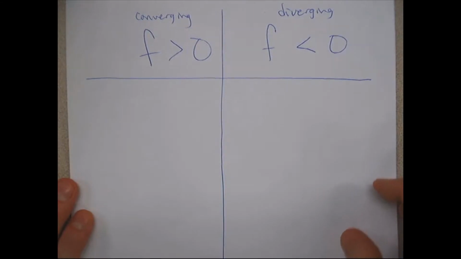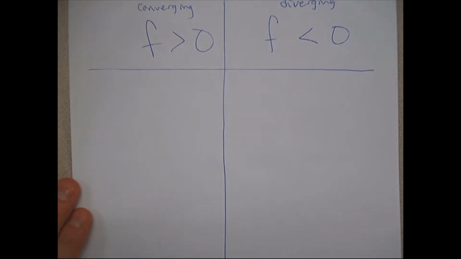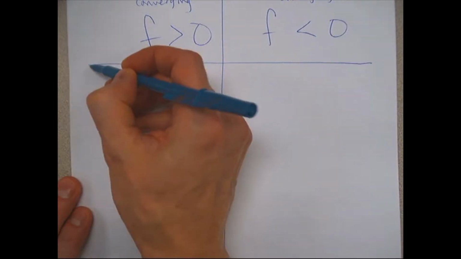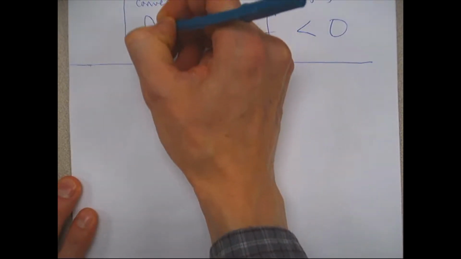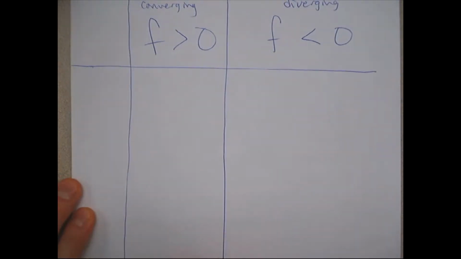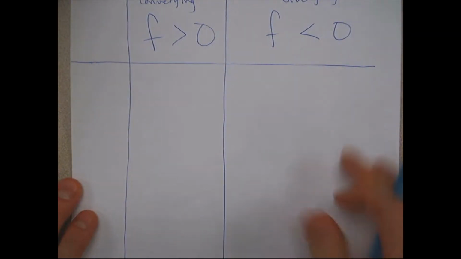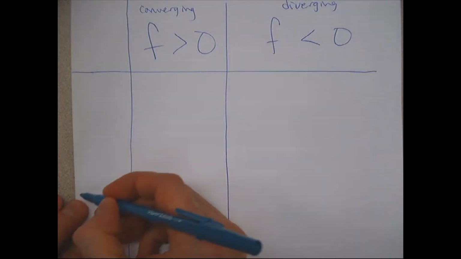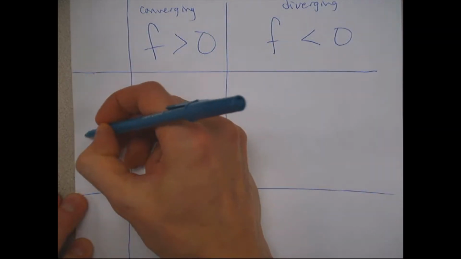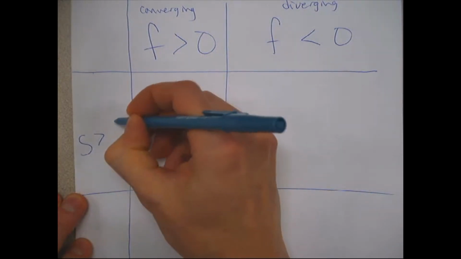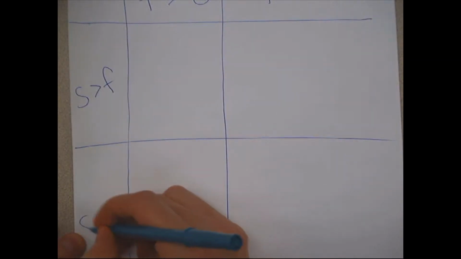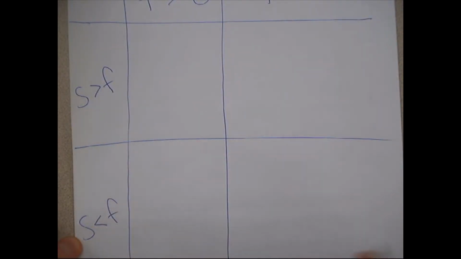Then this item, which will be defined in the next video, what we call the object distance, S, because the letter S appears in the word object. The object distance can either be greater than the focal length or less than the focal length.